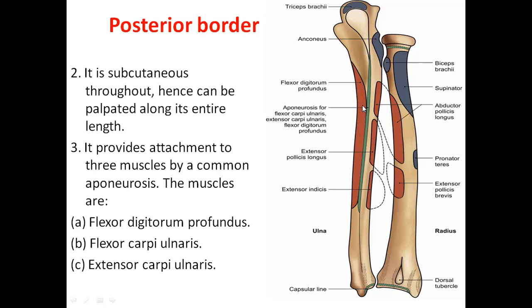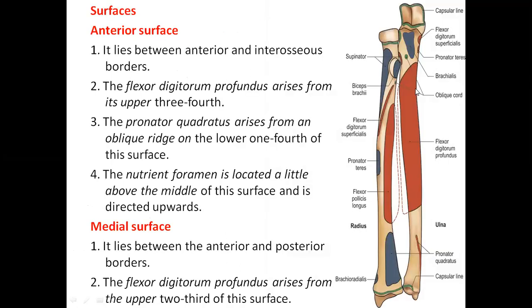Then the anterior surface, this is the front surface we have. It lies between the anterior border and the interosseous border. So the major muscle you find originating is flexor digitorum profundus in the upper three-fourths. Lower down, you are finding the origin of pronator quadratus. And of course, the nutrient foramen is located a little above the middle of the surface. Okay, the medial surface lies between the anterior and posterior border.